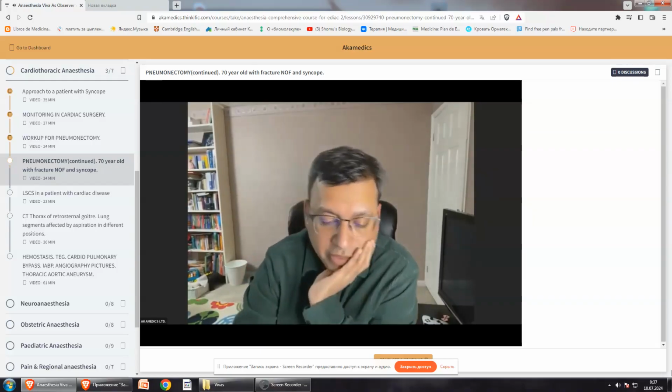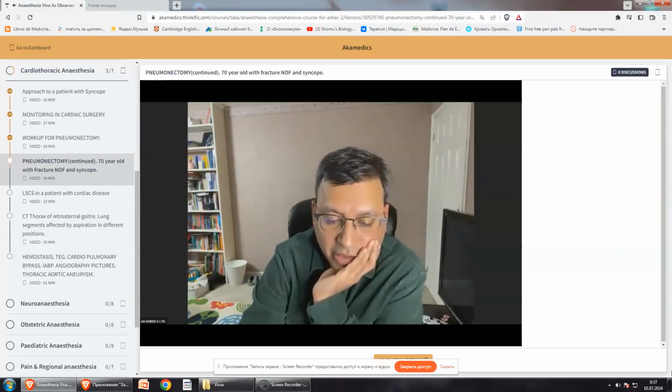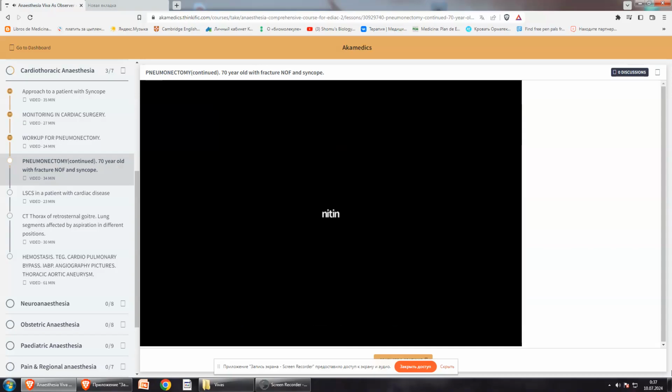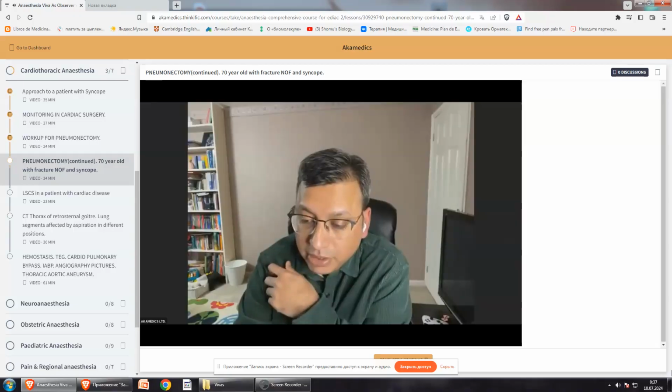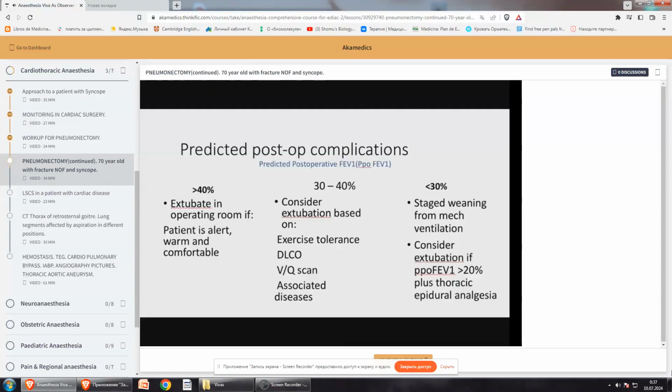Dr. Nitin, has it made some sense? Yeah, and less than 30 is inoperable, I think. Less than 30% is inoperable. If it's less than 30, then these patients will encounter problems. They will not maintain, so they will be re-intubated. With 30 to 40, they will not be able to cough, or the reflex will be weak.